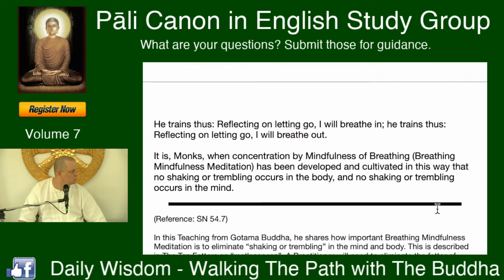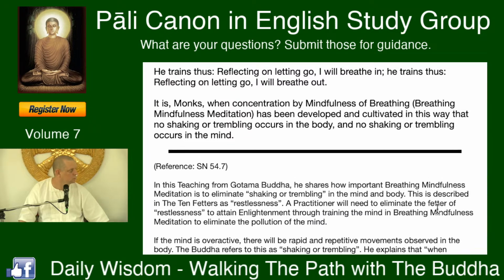Repeat as per chapter 1. He trains thus, reflecting on letting go, I breathe in. He trains thus, reflecting on letting go, I breathe out. It is, monks, when concentration by mindfulness of breathing mindfulness meditation has been developed and cultivated in this way, that no shaking or trembling occurs in the body, and no shaking or trembling occurs in the mind.